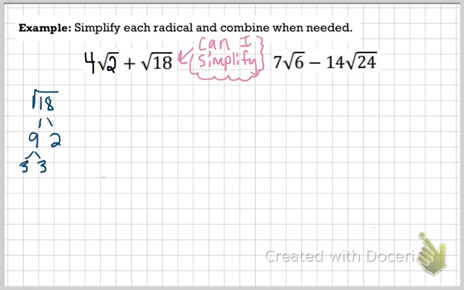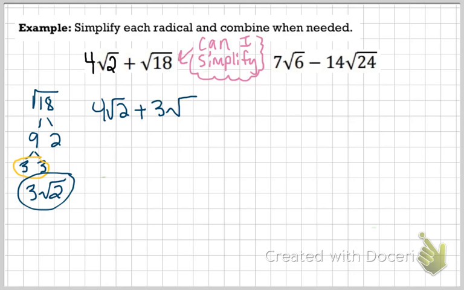And these would be all the prime factors. And we have a pair of 3. So that means that we would rewrite square root of 18 as 3 goes outside. 2 had no pair, so that goes inside. So I'm going to rewrite this expression for square root of 2 plus square root of 18 is now this. So this is going to go in place of square root of 18. So 3 square root of 2.